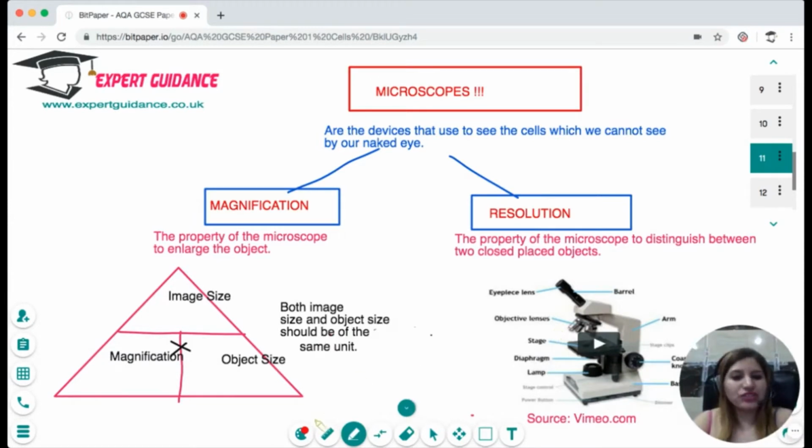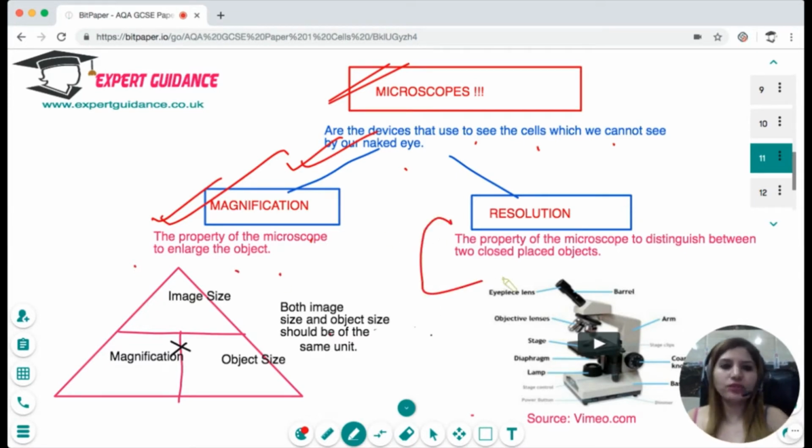Now the question comes in, the cells we cannot see by the naked eye. So we take the help of microscopes. Microscopes are the devices that are used to see the cells which we cannot see by our naked eye. And there are two properties of the microscopes which are important and you should know the definition of them. First is magnification. Magnification is the property of the microscope to enlarge the object, and resolution is the property of the microscope to distinguish between two closely placed objects.